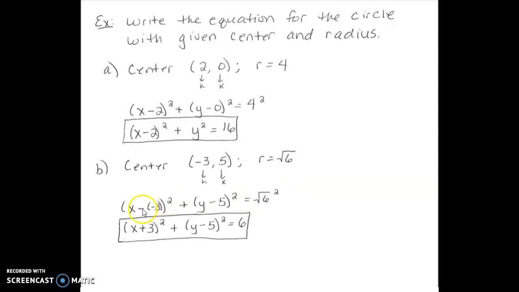Here to simplify, you would want to clean up your two negative signs and rewrite this as (x plus 3) squared, plus, this one can stay like it is, (y minus 5) squared. And the square root of 6 squared, when I square a square root, it removes the radical. So this just ends up being 6.